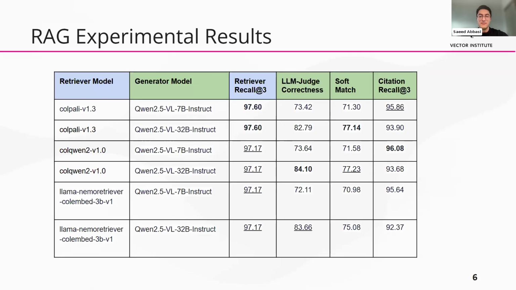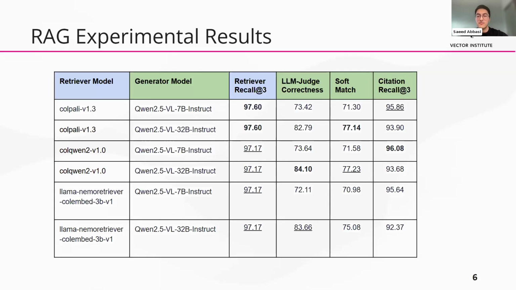And then our main metric for the end-to-end evaluation was the LLM judge correctness, which is basically the 32 billion version of Qwen taking in the question, the model's answer, and the ground truth answer, which was a short phrase usually, like you said in the previous slide. And then it spits out a score between 0 and 1, and you can see the best performing combo was determined to be Qwen 2.5 VL 32 billion Instruct.